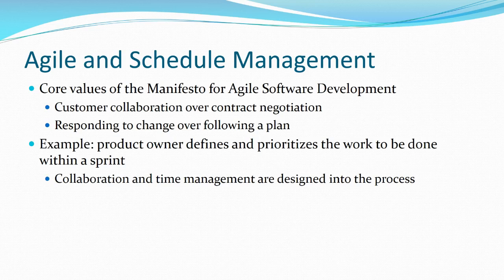The biggest thing about agile schedule management means that we're going to be revising our schedule estimates a lot more often and in a more collaborative fashion because, again, we don't have a project emphasis so much as we have a product or a deliverable emphasis. So it's just a different way of scheduling, and we're doing it more often. For example, product owner defines and prioritizes the work to be done within a sprint, so we're scheduling more frequently.